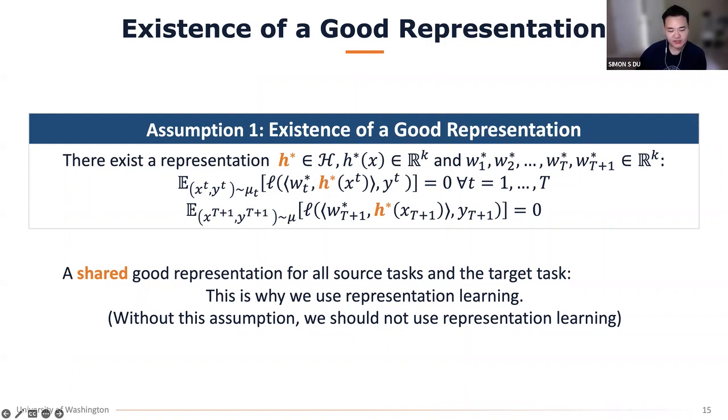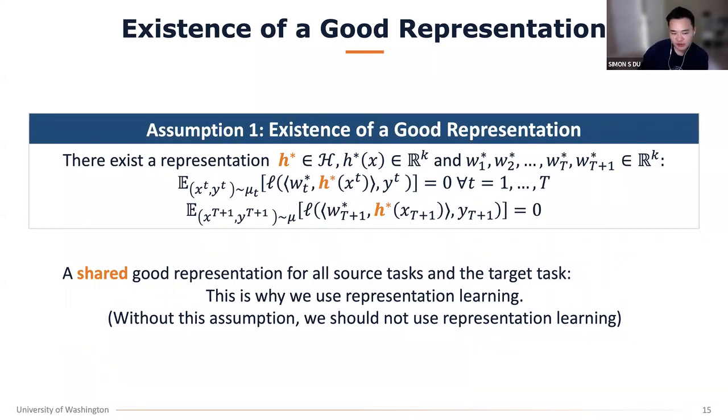So if you consider those optimal ones, which are H star and W star, then we can have zero loss for both the source and target loss. So here we assume the loss is zero, just for simplicity. You can also generalize to a very small loss, say epsilon or something like that. Okay, so that's the first assumption.